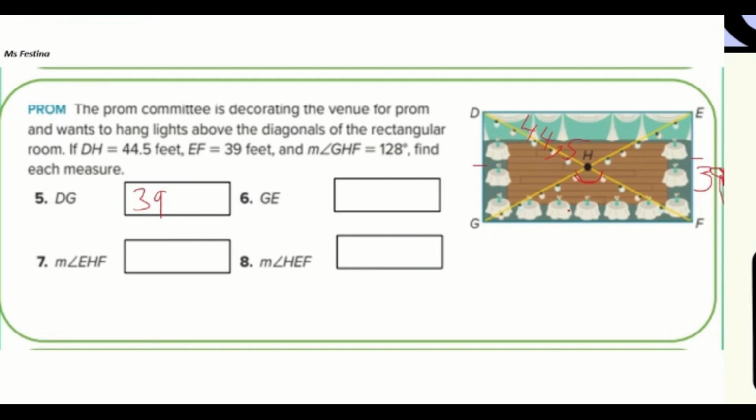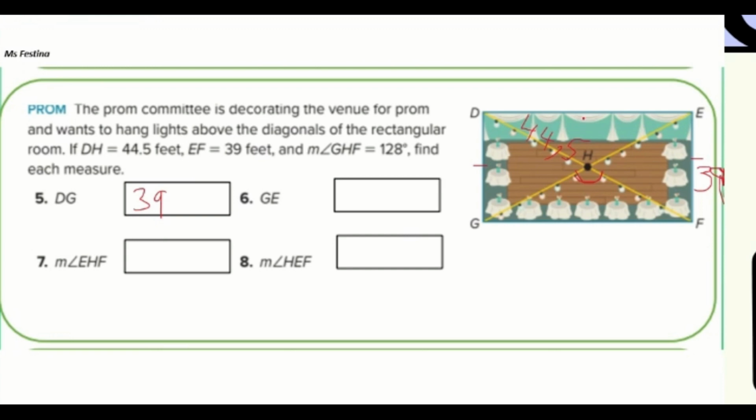Oh yeah, GE is the diagonal. So we are given that this first diagonal DH is 44.5. What we know is that the diagonals of a rectangle are equal to each other, and also they bisect each other.